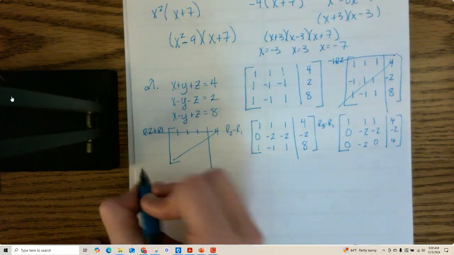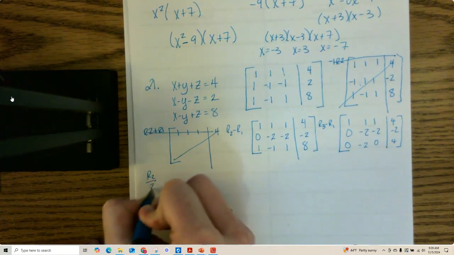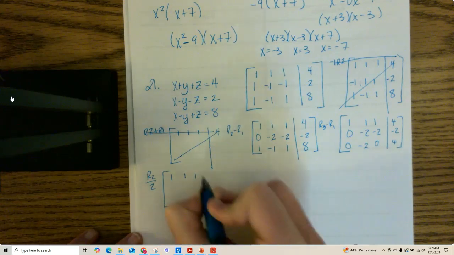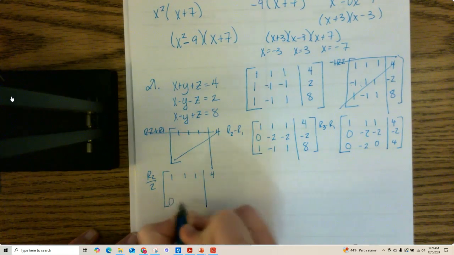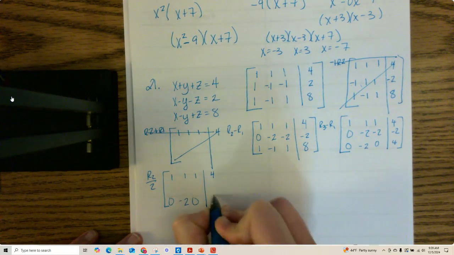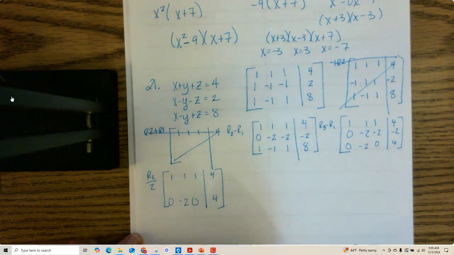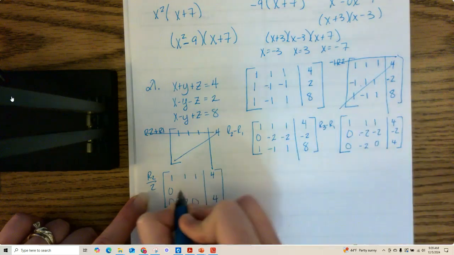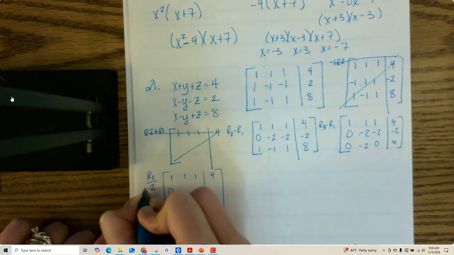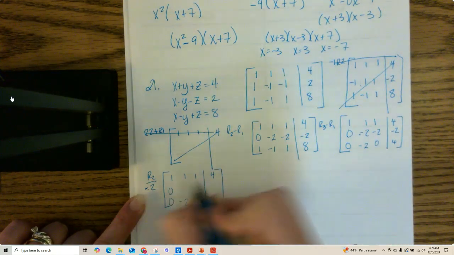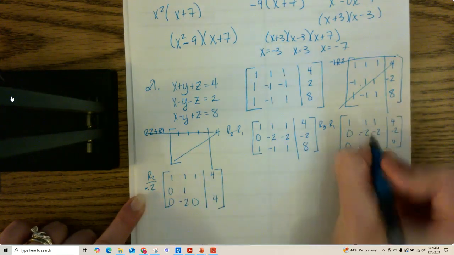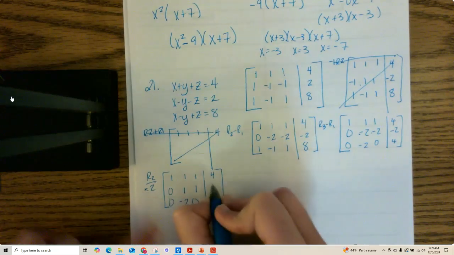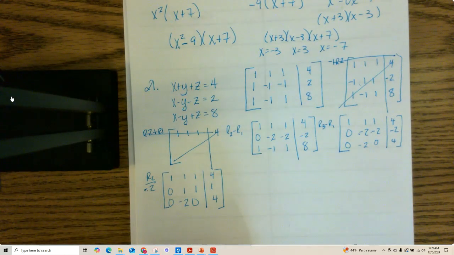Then they did row 2 divided by 2. So row 1's going to stay the same. Row 3 is going to stay the same. 0 divided by 2 is 0. Negative 2 divided by, oh, they divided by a negative 2. Negative 2 divided by negative 2 is a positive 1, and so on for the rest of the row.